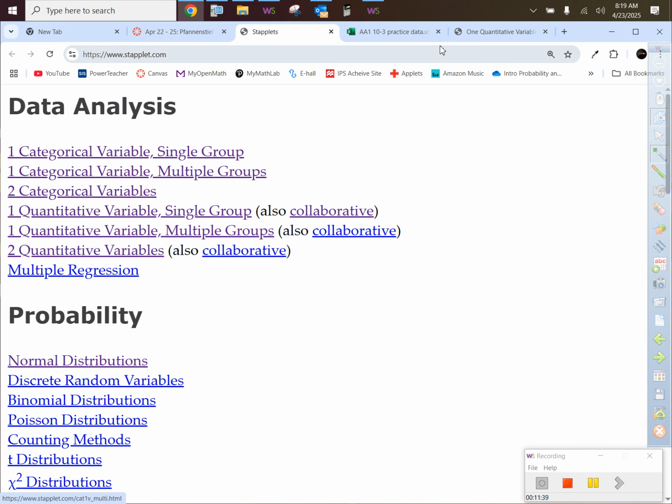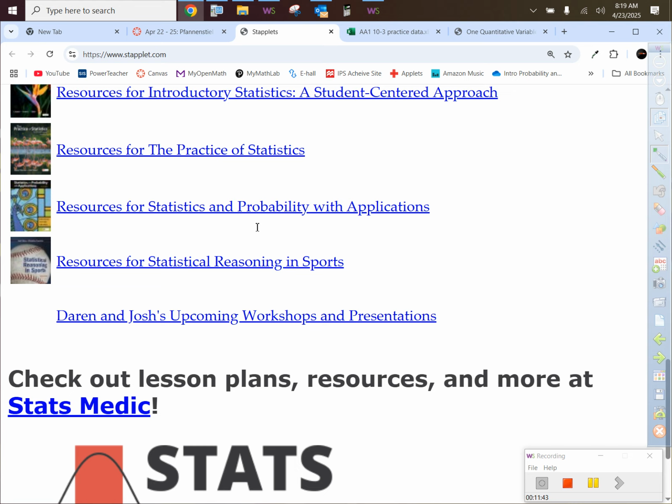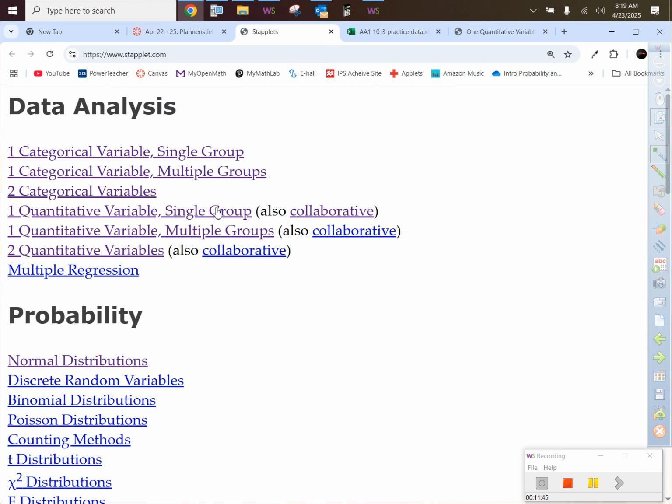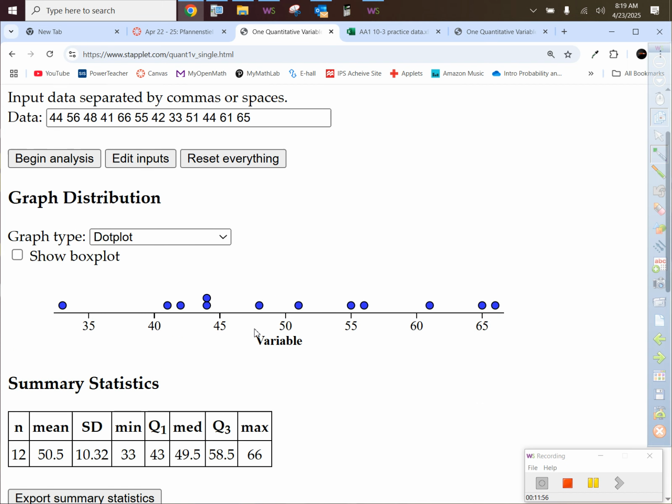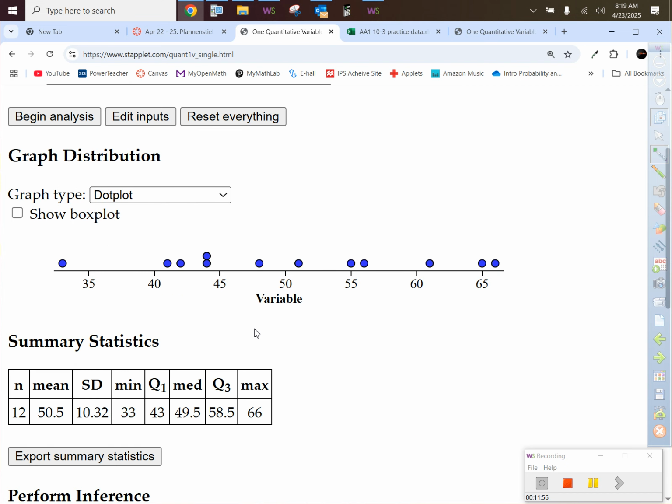If you had an applet open and you just wanted to go back to the menu, scroll all the way down to the bottom. I guess I have to be inside of one also, so we'll do that. We'll paste it. You see there's a link at the bottom that says go back to the menu. So we'll paste that in and begin the analysis, and it makes the same old dot plot that I had on paper already.